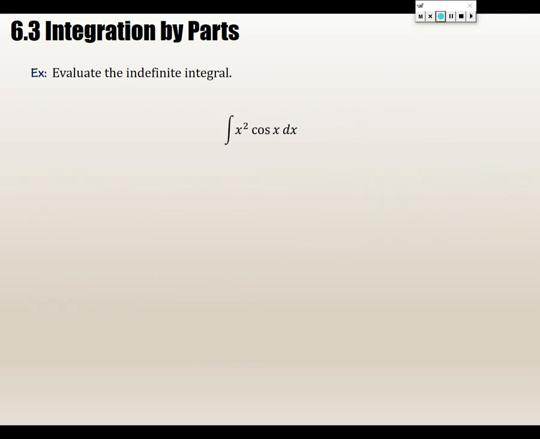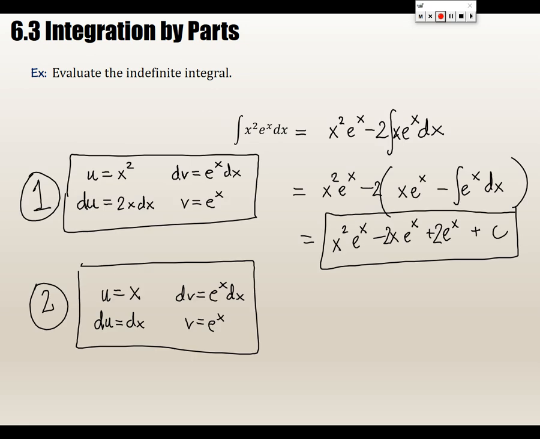So you want one for the road? x squared cosine x. Try that one. Alright, it's been real. Quiz tomorrow on integration 1 through 5. Not this stuff though, okay?